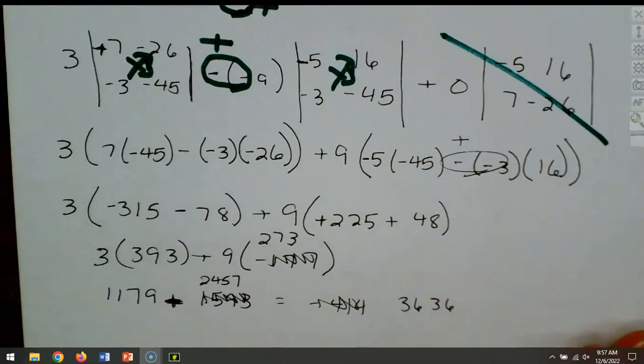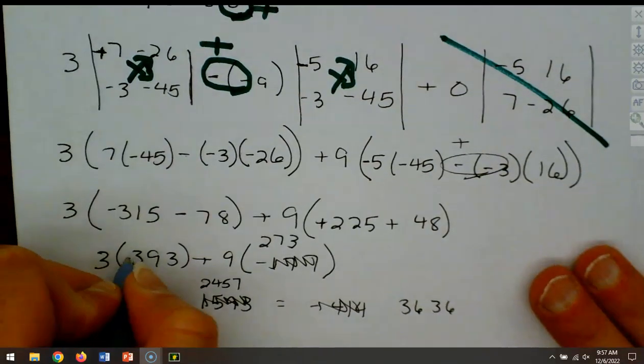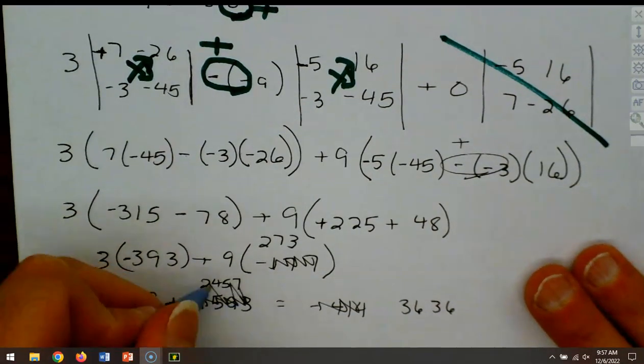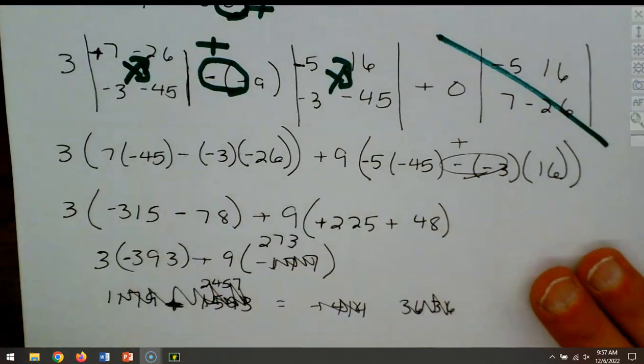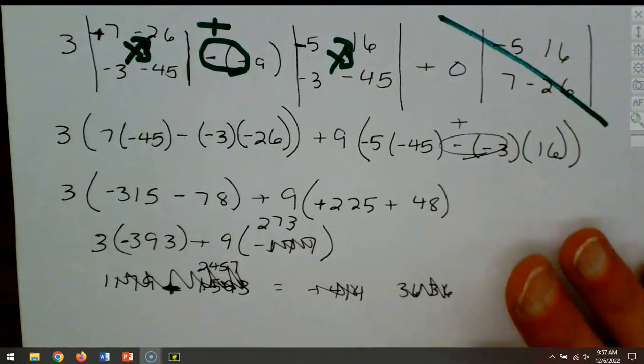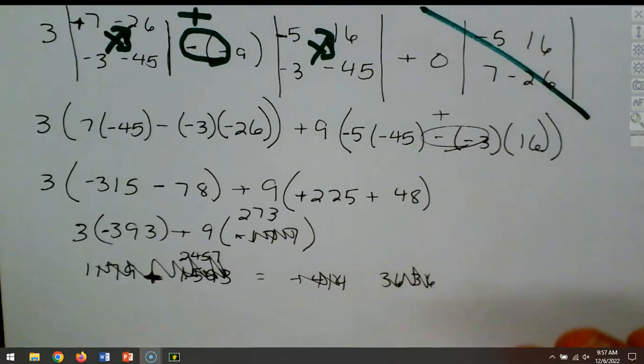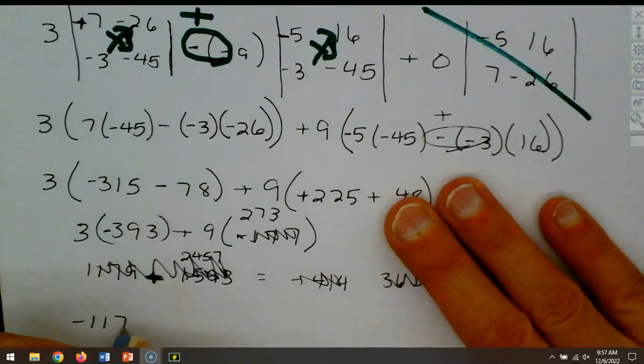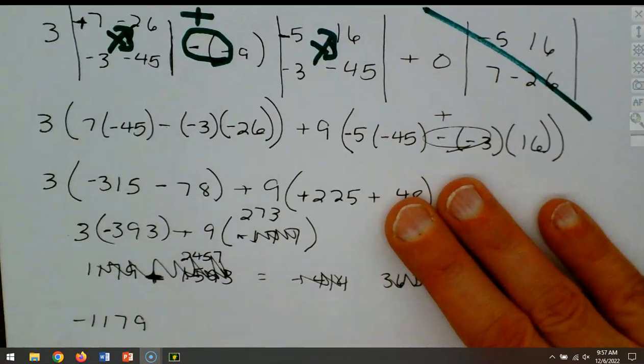Okay. Oh, wasn't careful. This should be a negative. My mistake. So let's rewrite it and get it all to work out. I think that's the last mistake there. And that should be all of them now. So what do we have? 3 times 393. It is a negative. So that's going to be a negative 1179, right? 1 negative keeps that negative.